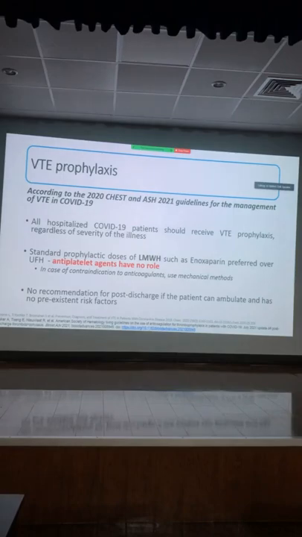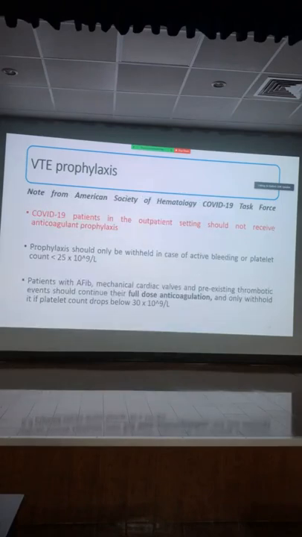No recommendation for post-discharge prophylaxis if the patient can ambulate and has no pre-existing risk factor. So the risk factor, as I mentioned, about 9, and there is no risk factor for the patient, and the patient ambulates. For this reason, I told you, the patient at home has no need for anticoagulation, because he is already an ambulated patient.